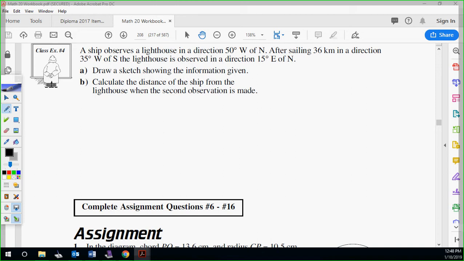All right. So a ship observer observes a lighthouse 50 degrees west of north. Okay, so maybe while we're practicing here, let's just think about that. 50 degrees west of north. That's here. We're going to the west. Okay. After sailing 36 kilometers in a direction of 35 degrees west of south, I'm just drawing these directions and we'll apply them to a picture in a second. So he sails 35 degrees west of south. So that would be here. That's 35 degrees west of south.